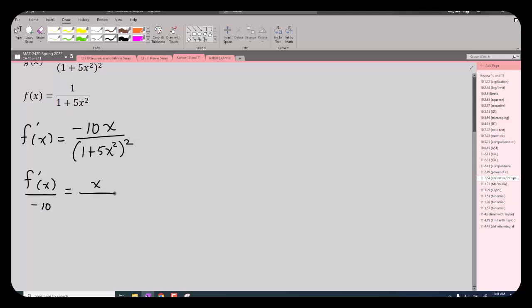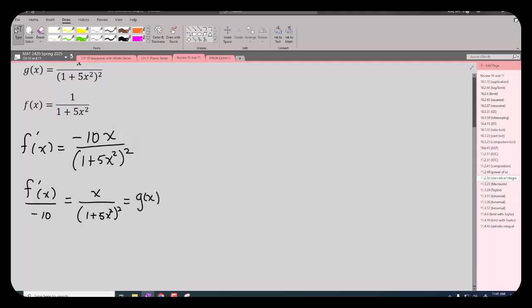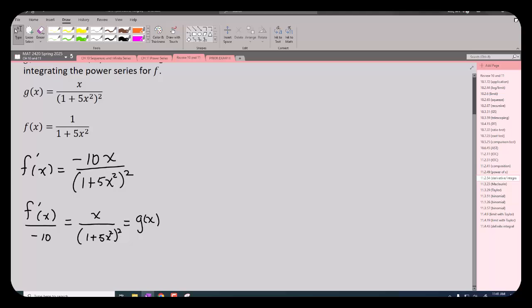So if we divide both sides by negative 10, now we have G. So the roadmap is that we take F, find its derivative, divide by negative 10. That is how we build the power series for G from the power series for F. So that's our roadmap right there. That tells us how to get to a power series for G. Now, that means we need to find the power series for F first and foremost.